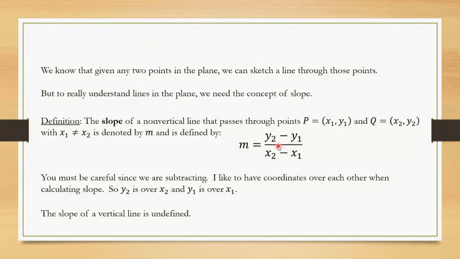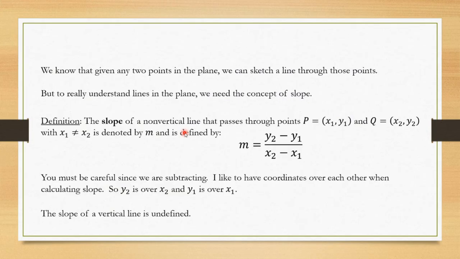So again, slope, right? It's change in y over the corresponding change in x. You have to be careful, unfortunately, because you're subtracting. And this is only for a line that's not vertical. If a line is vertical, the slope is not defined. Okay, that's just, again, by definition.